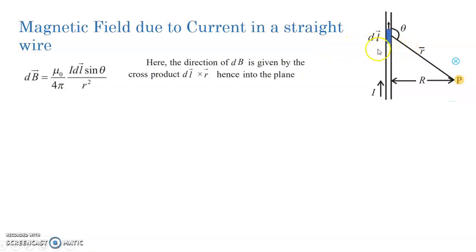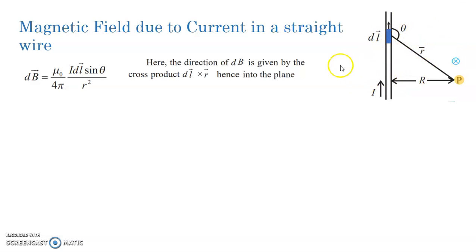Now let us derive an expression for magnetic field due to current in a straight wire. Consider a wire which is infinitely long. Current I is flowing through the wire. We want to calculate the magnetic field B bar which is produced at point P, which is at a distance of capital R from the current carrying wire. Let us consider a length element of the wire, that is dl. Small r is the distance of this length element from point P. Theta is the angle between dl bar and r bar.